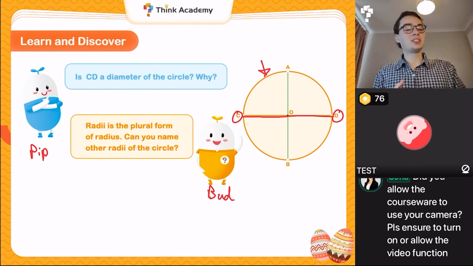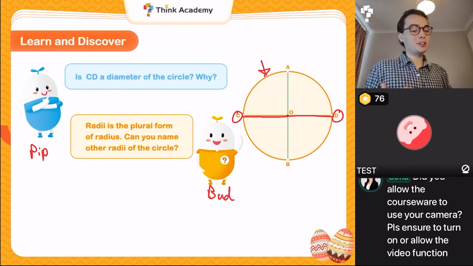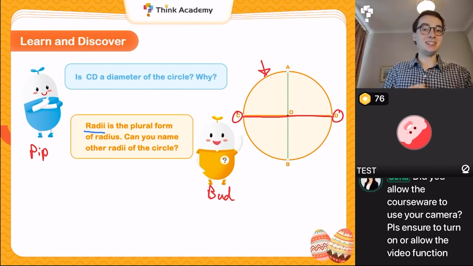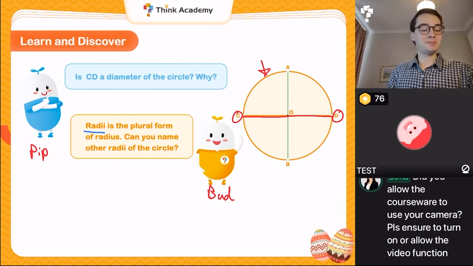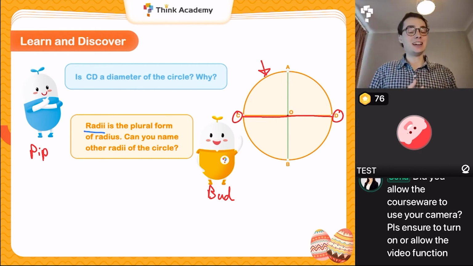And then Bud's just telling us here, sometimes you'll see this odd-looking word radii, R-A-D-I-I, and that's just the plural form of radius. Okay, so radius, it's a Latin word. It has one of these funny plurals where it just has an I at the end instead of an S, or radiuses or something.